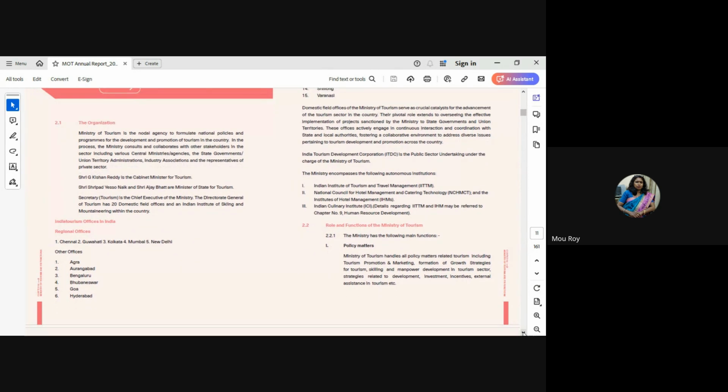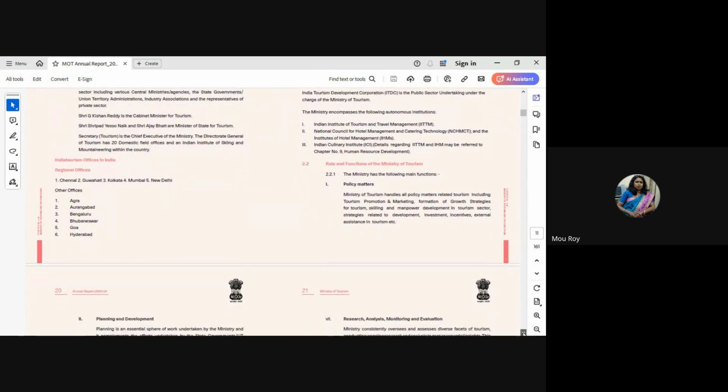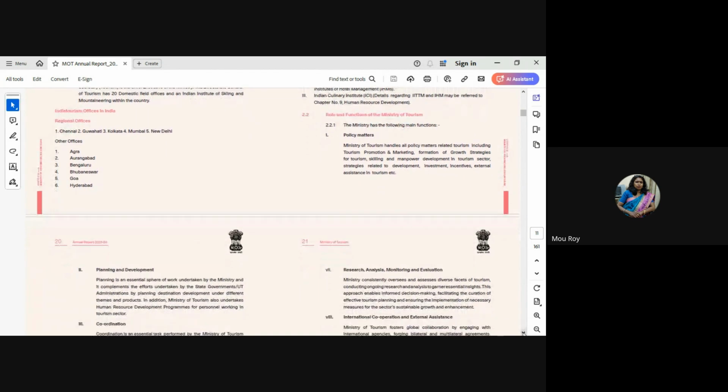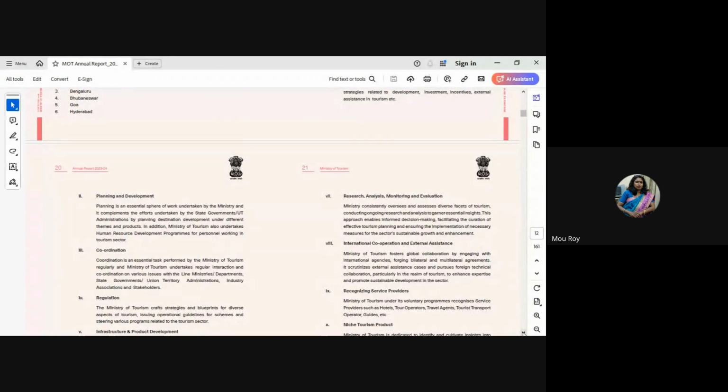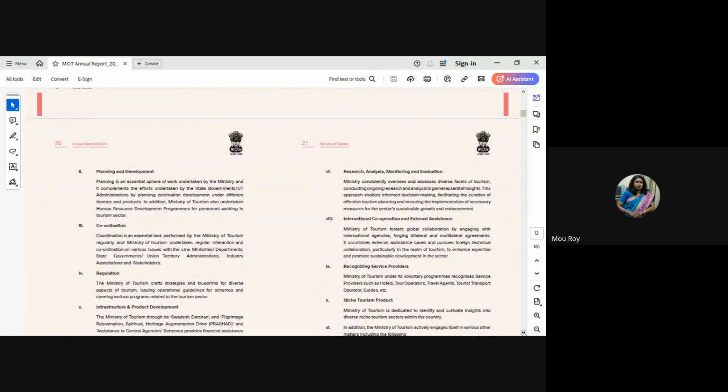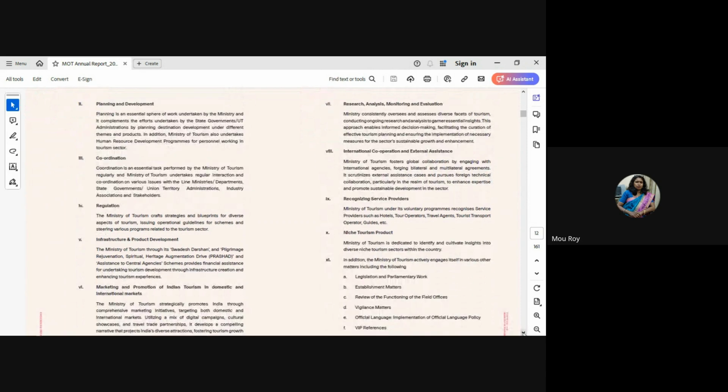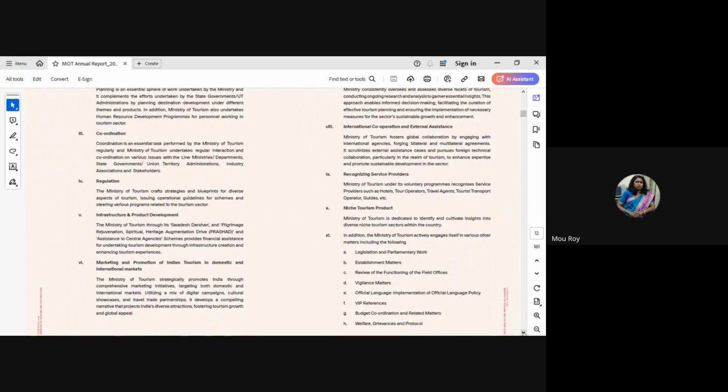Now, since we were talking about the rules and regulations, how they are planning, the products they have come up with, and how the marketing and promotion of Indian tourism takes place in domestic as well as international markets. Since this chapter also includes informal services in tourism, we have travel agents and tour operators. They are basically the recognized service providers.